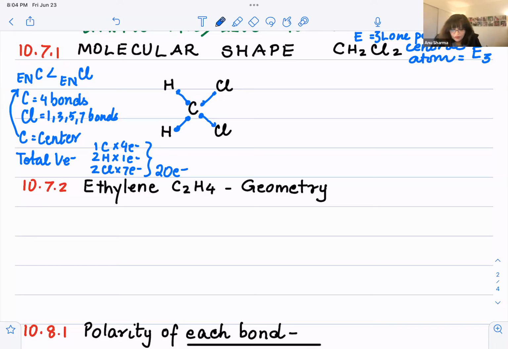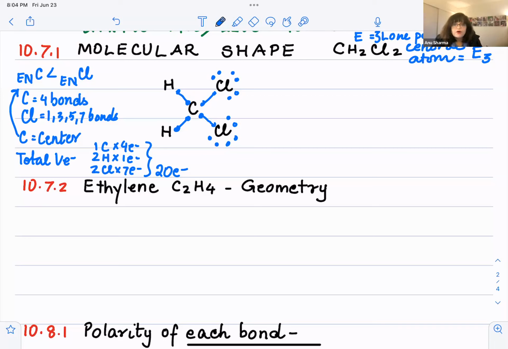So how many are left? 12. So where are you going to put 12? Not on hydrogen, because hydrogen doesn't follow the octet. Only the ones that follow the octet will get them. So chlorine: 1, 2, 3, 4, 5, 6. The other one is 1, 2, 3, 4, 5, 6. So all the 12 electrons have been used up. Now check for the octet. Chlorine's octet is met, carbon's octet is met. Hydrogen doesn't follow the octet.